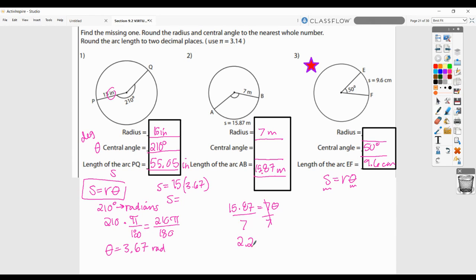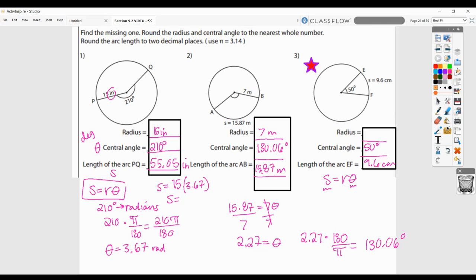I get 2.27 as my theta. What I'm asking you, though, is if you could please just put that in degree form as well. Okay, so we're going to do 2.27, and we're going to multiply that by 180 over pi. So I'm going to do 2.27 times, and then in parentheses, 180 divided by pi. All right, and I get that it's 130.06 degrees.